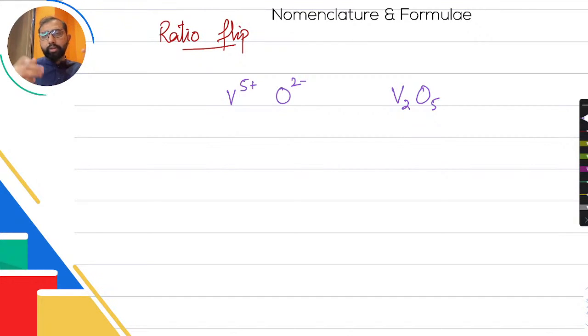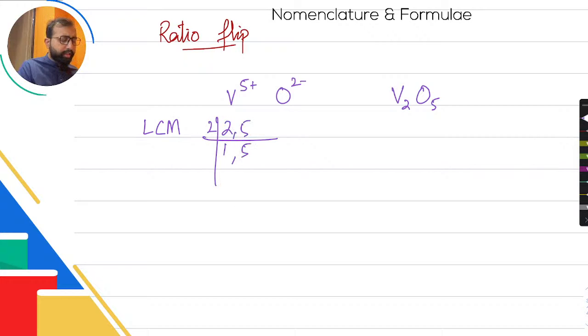What's happening here? Let's try to make sense of that. Vanadium is losing 5 electrons. Oxygen is gaining 2 electrons. Now, how many oxygen will neutralize this vanadium? So one is losing 5, one is gaining 2. What's their LCM? The LCM is 10, right? 2 and 5, their LCM is 10. I'm using the ladder method for LCM, you can use any other method. That means I need both of them to involve 10 electrons.